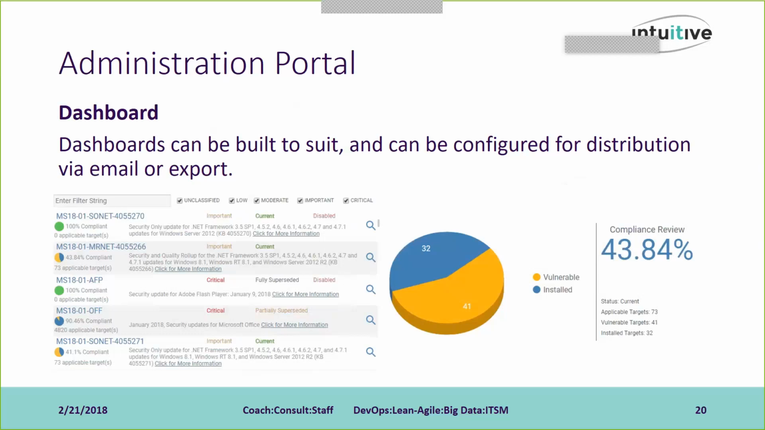In this case, we have a very easily searchable bulletin list, and when you click on any bulletin in that list, you can see a short graph and compliance review, so you can get a general idea of how we're looking on patching that particular bulletin.